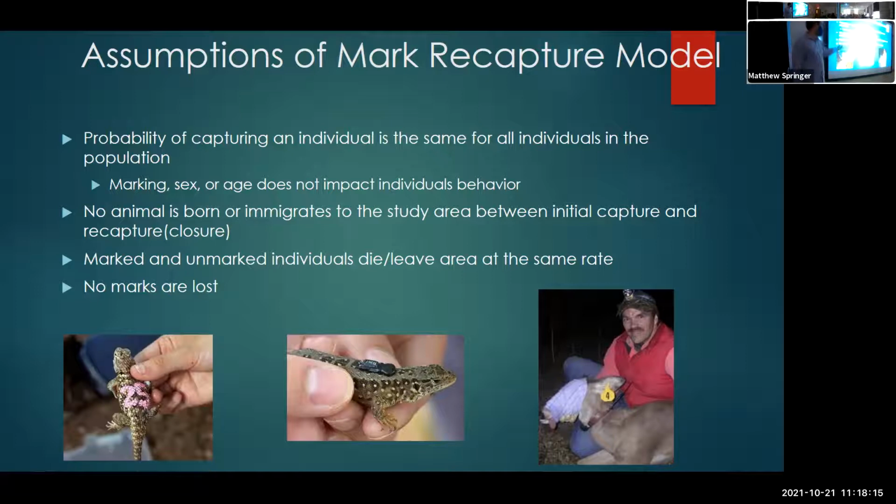And then this important part, where if you put a mark on an animal, you have to have certainty that it's still going to exist. Otherwise, it's kind of acting like you have a birth or an immigration in the math.